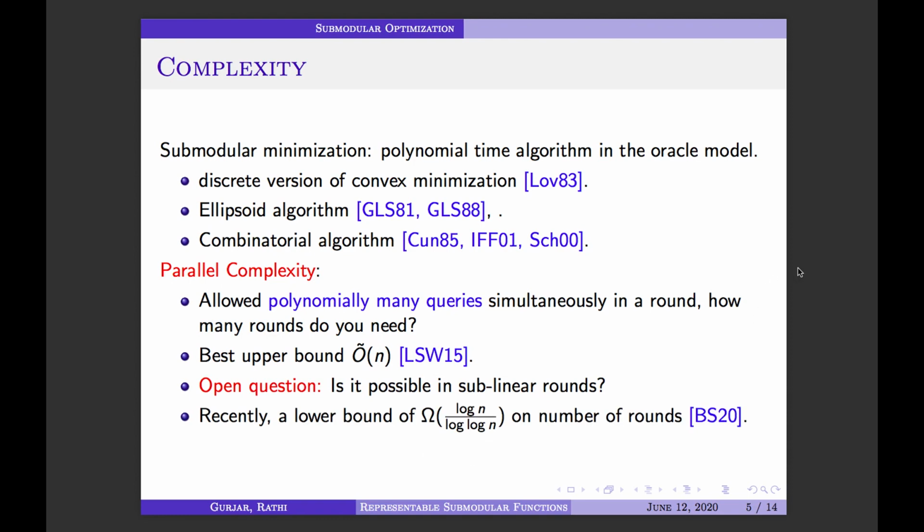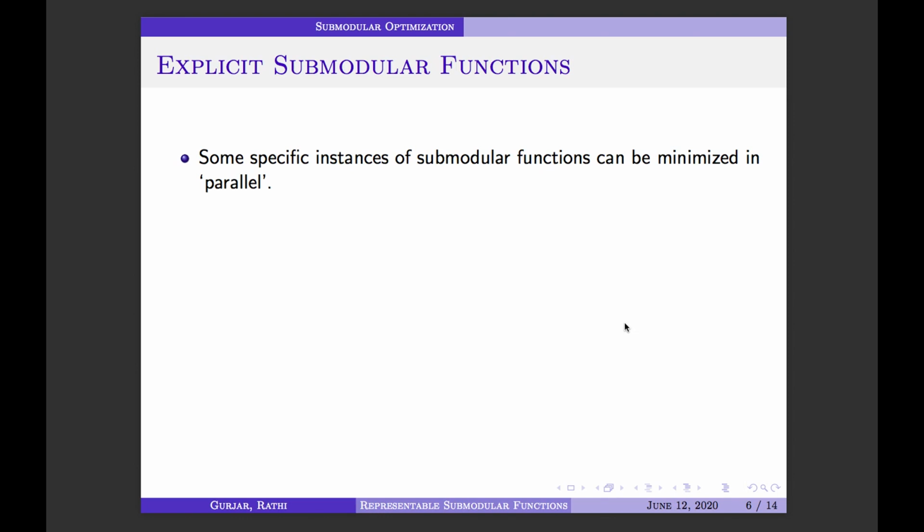Only recently was a lower bound given of log n by log log n. So there is a big gap between the upper bound and the lower bound, and it's not really clear what the correct parallel complexity of submodular minimization in the oracle model is. On the other hand, if we consider explicitly given submodular functions, there are some specific instances which have efficient parallel algorithms for minimization.